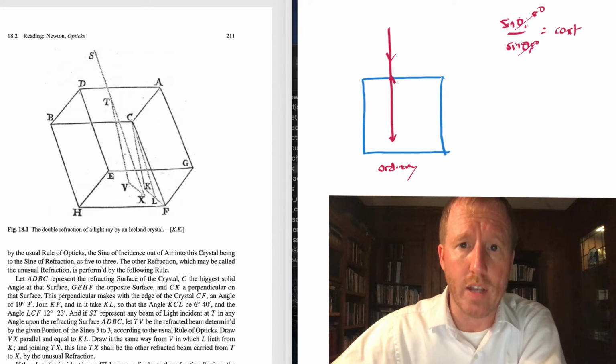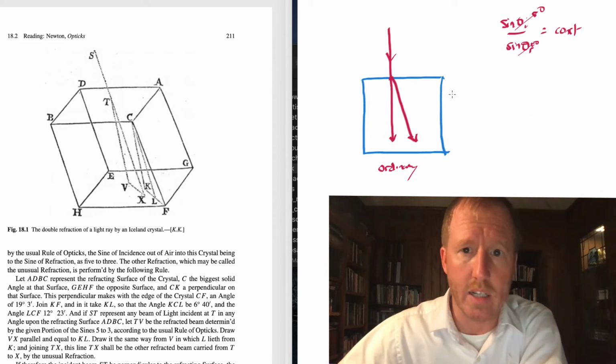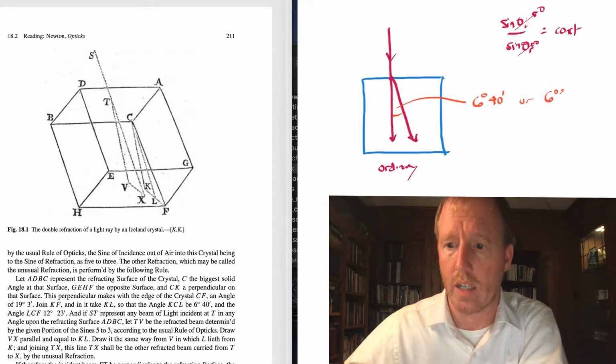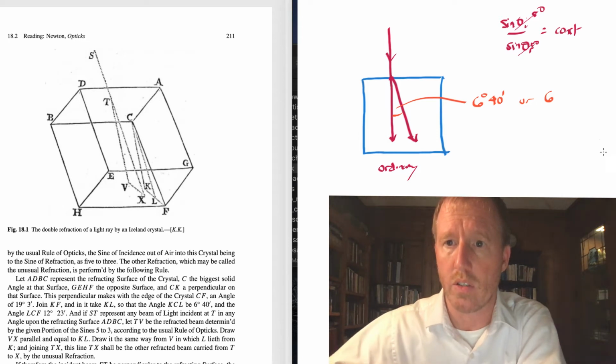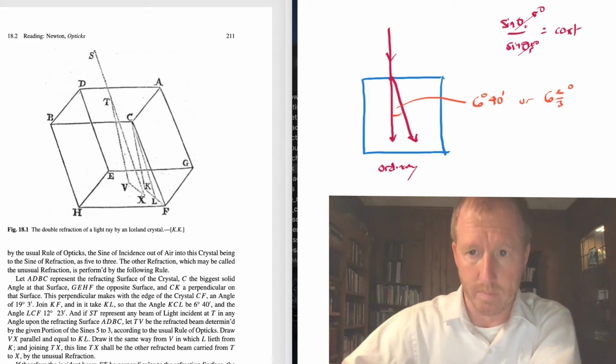However, you have this extraordinary beam as well that is broken off and goes to the side. And he says that the angle right here between the extraordinary beam and the ordinary beam is 6 degrees and 40 minutes. He says it is 6 2/3 of a degree, because 40 minutes is 2/3 of a degree.